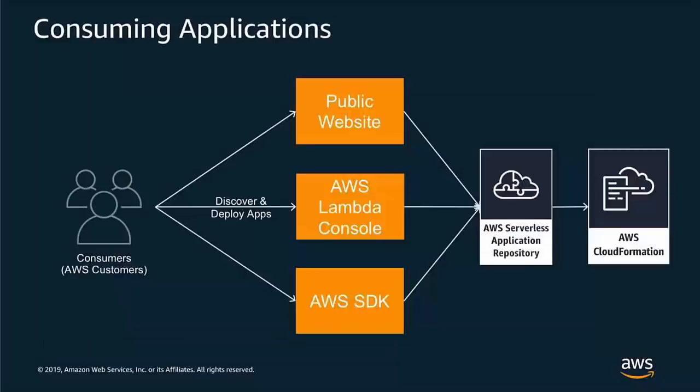The other side of SAR is the consumption side. So consumers of applications in SAR can easily discover and deploy apps via a public website for public applications or the AWS Lambda console for both public or privately shared applications. Since SAR hosts Lambda function or layer code and API definitions used by the app, deploying an app becomes as simple as a few clicks in the AWS Lambda console.